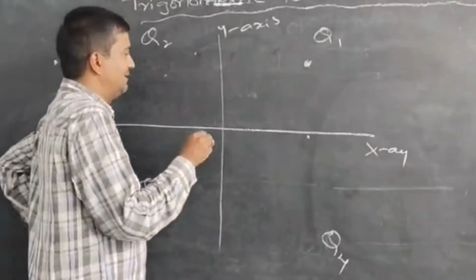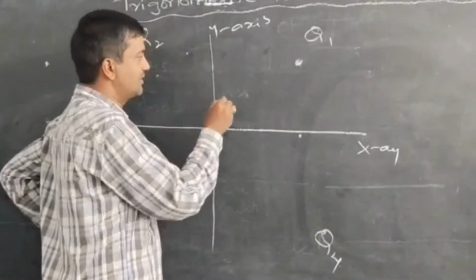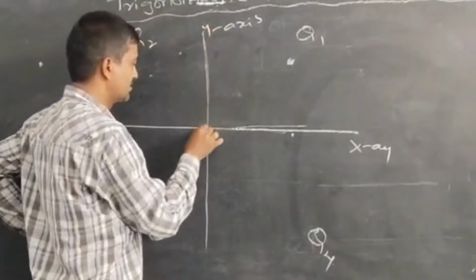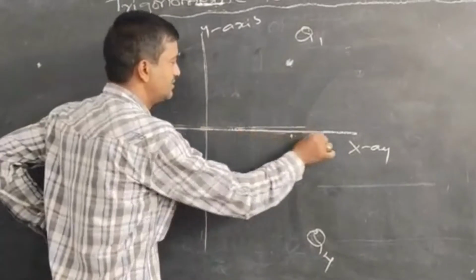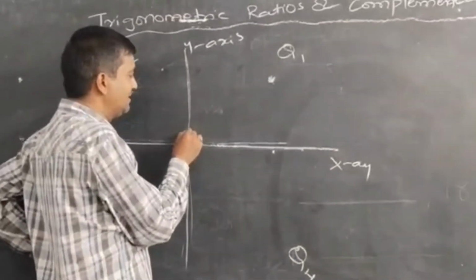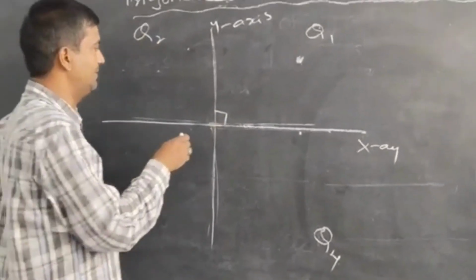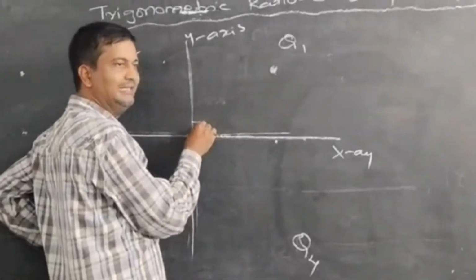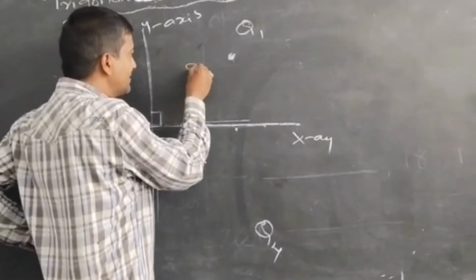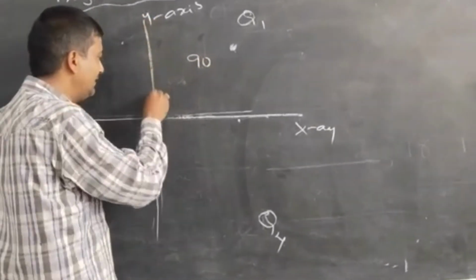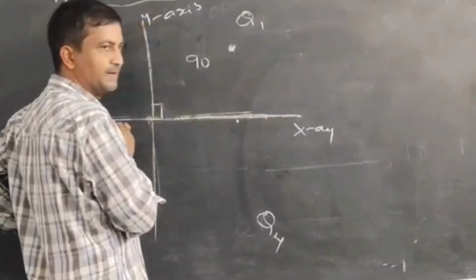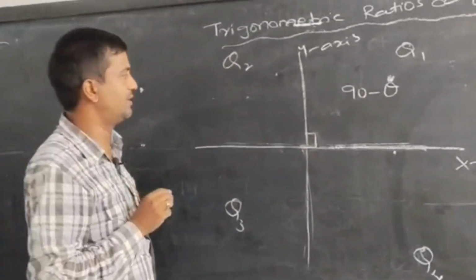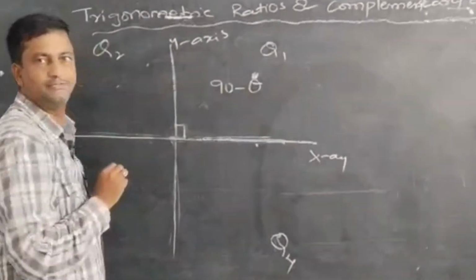So what are the angles in the first quadrant? See, this is from here to here. This is quadrant 1, this is quadrant 2, this is quadrant 3, this is quadrant 4. What are the angles that lie in quadrant 1? The x-axis and y-axis intersect perpendicularly, so here the angle is 90. The angles that lie in the first quadrant are less than 90.